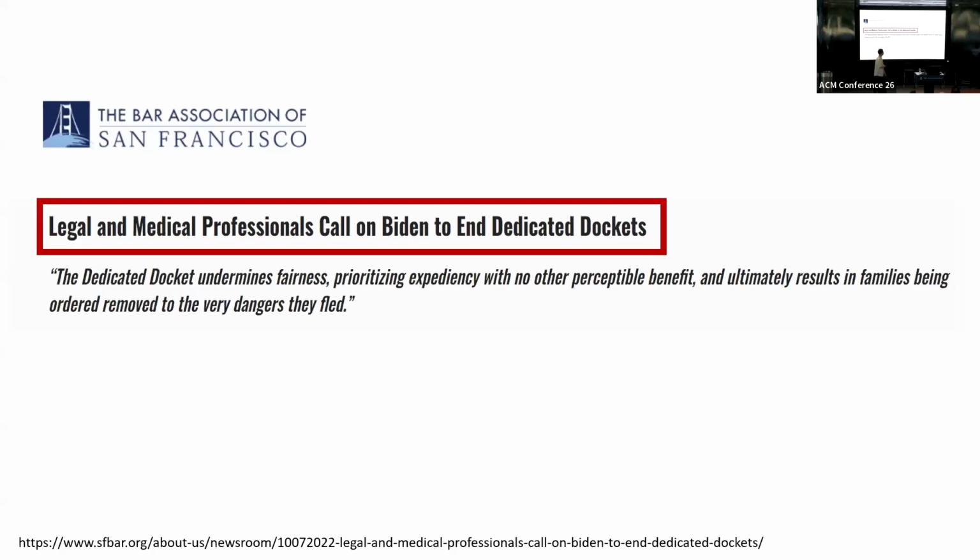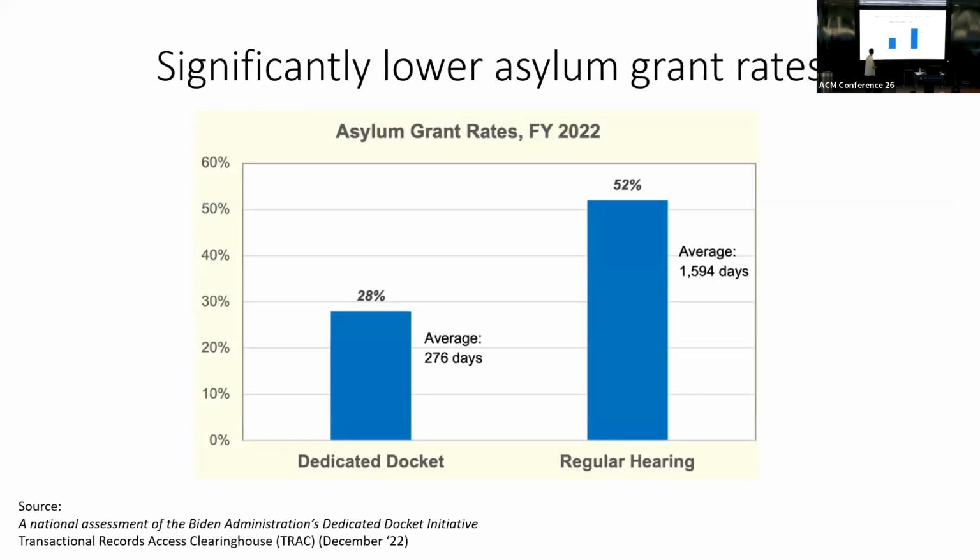So what happened? Here I'm showing a report from the Transactional Records Access Clearinghouse, a research institute at Syracuse University studying immigration issues. They show that cases on the dedicated docket receive a significantly lower asylum rate. The number is 28% versus 52% for cases on the regular docket.